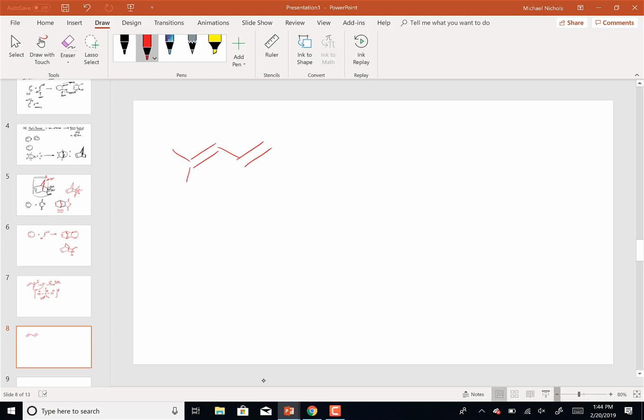But here's the molecule that I gave. So here's 1, here's 2, here's 3, and here's 4.